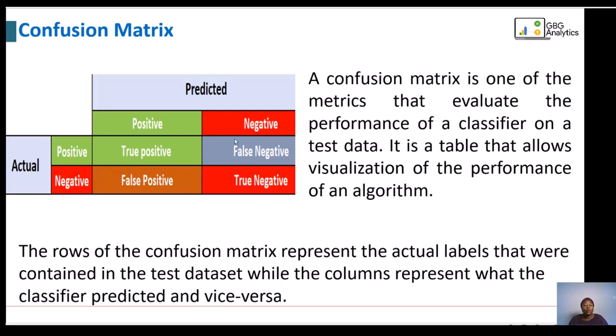So the rows of the confusion matrix present the actual labels that were contained in the data set, while the columns present the classifier's predictions, or vice versa. The diagonal shows the true positives and true negatives of the classes for the data set.